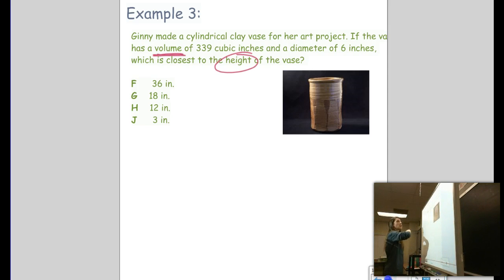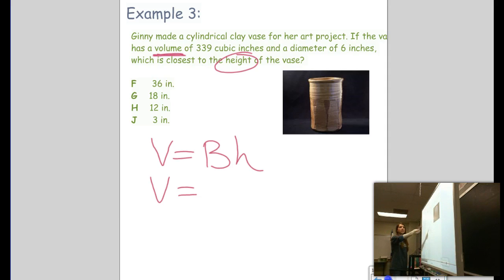This is another volume problem. I'm just going to keep teaching, even though y'all are being really disrespectful. This is another volume problem. So we're going to start it just like the last one. The base is pi r squared. That's no mystery.